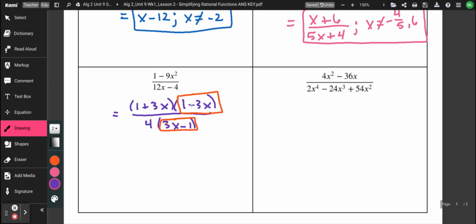So if we cancel these out, okay, we can, but remember we have to factor out a negative first. And so if you pull a negative out of either one of these, you would end up with negative 1 plus 3x, which is the same as 3x minus 1. Okay, so we're going to have a negative 1 plus 3x over 4. And then my limitations would be from up here. So x cannot equal 1/3.